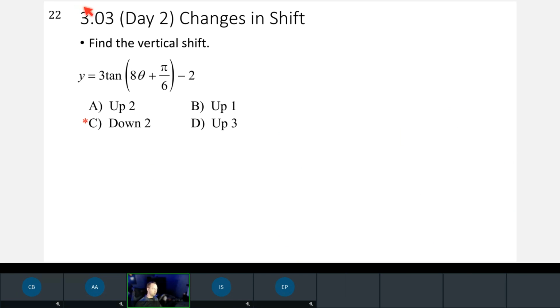Another freebie, because we all know that this number is your vertical shift. So this would be, look at this. There's no negative in the shifting. That's a jab at the people who did that. Look, this tells you it's down, so the answer is down 2.